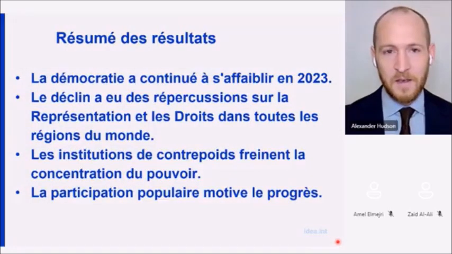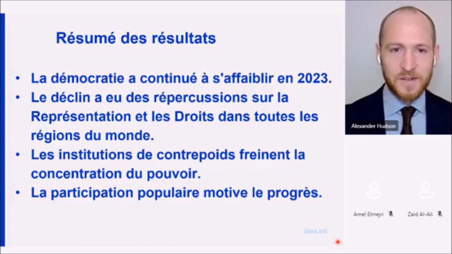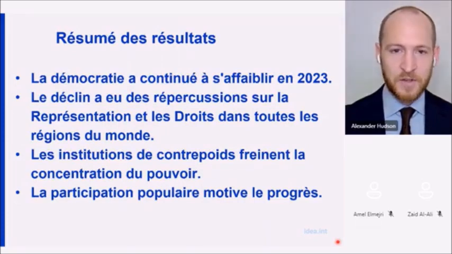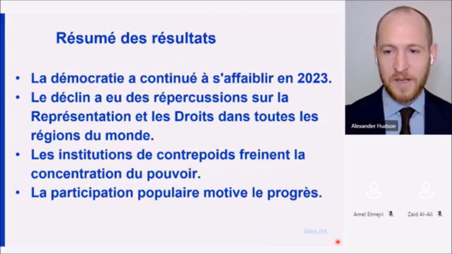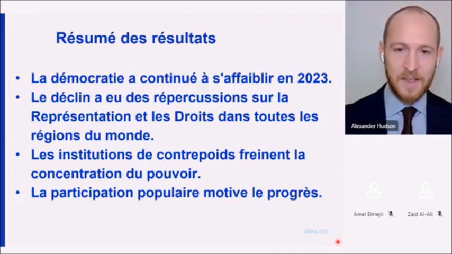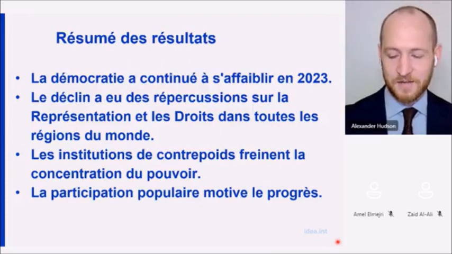To sort of summarize what we've discussed so far this morning, democracy has continued to decline in 2023. And these declines have had particular impacts in terms of representation and rights, and this touches every region of the world. And we've suggested that countervailing institutions, a broader understanding of where the institutions are that can check government power and maintain popular control, is a helpful way to understand the way forward, and that popular participation can be the motivation of progress that can carry us forward.